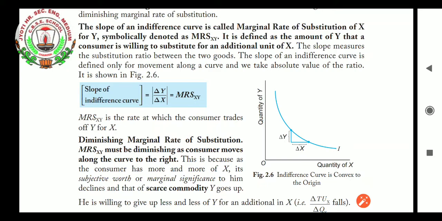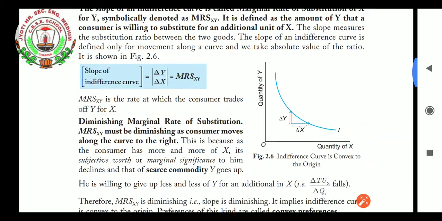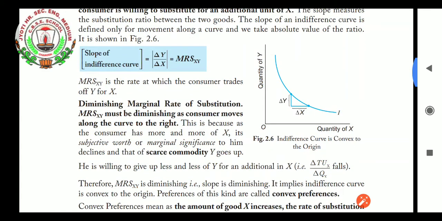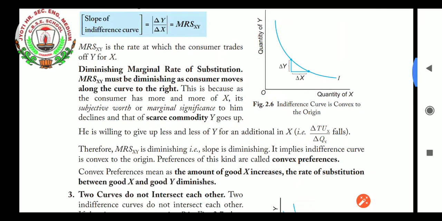The slope of an indifference curve is defined only for movement along the curve, and we take absolute value of the ratio. It is shown in figure 2.6. Slope of indifference curve equals change of y upon change in x equals MRS xy. MRS xy is the rate at which the consumer trades off y for x.